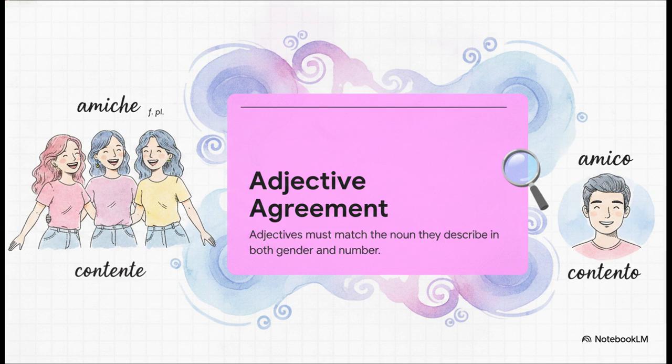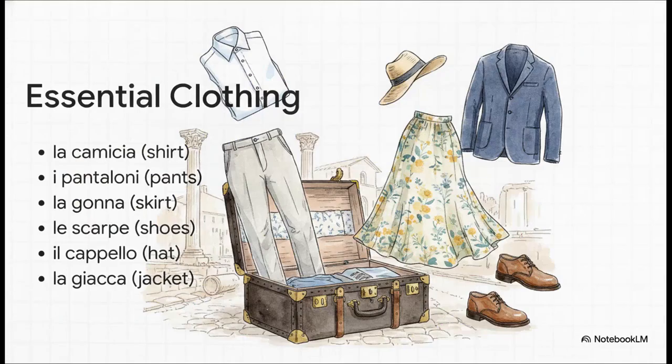For example, if you have a group of happy female friends, the adjective for happy, contento, actually shifts its ending to match them perfectly. It becomes feminine and plural, contente. Let's put that into practice with some everyday vocabulary. I want you to visualize packing these exact items for a trip to Rome. You've got la camicia for a nice shirt, i pantaloni for your pants, la gonna if you prefer a skirt, le scarpe for those sturdy walking shoes, il cappello to keep the bright Mediterranean sun off your face, and la giacca, a jacket for a cool evening walking by the Colosseum.